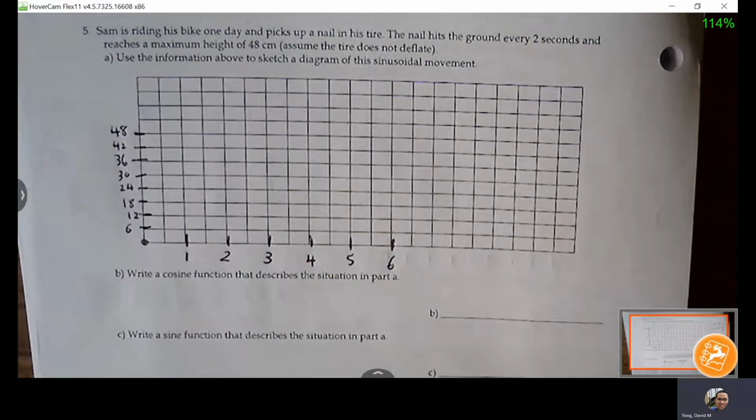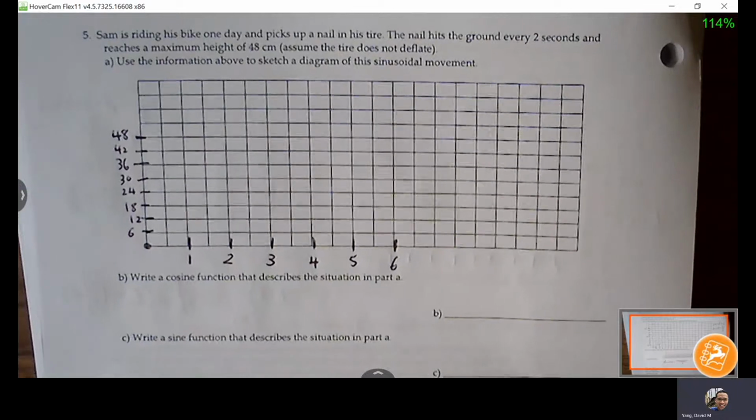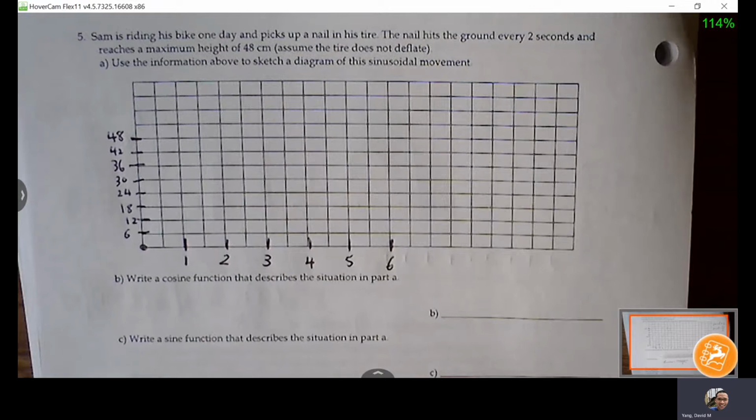Okay, so Sam is riding his bike. One day, picks up a nail in his tire. The nail hits the ground every 2 seconds and reaches a maximum height of 48 centimeters. Use the information to sketch a diagram of the sinusoidal movement.